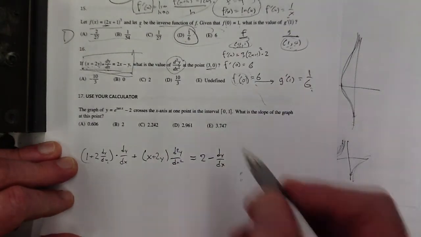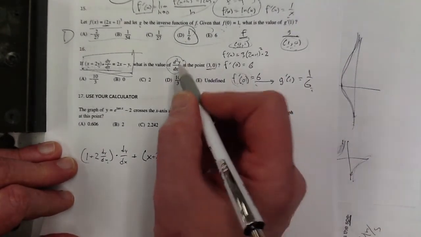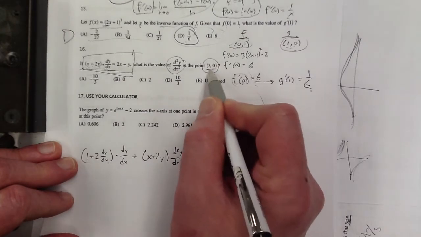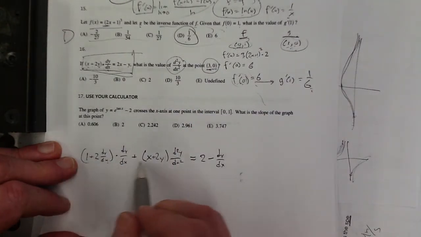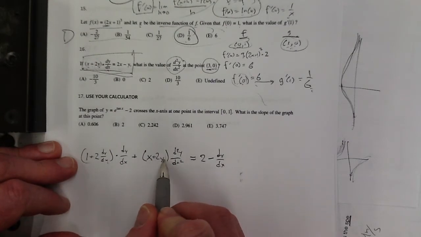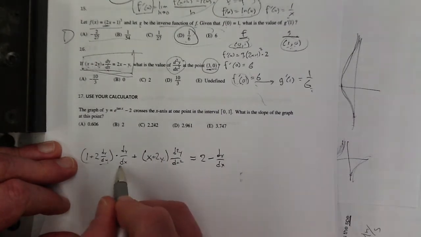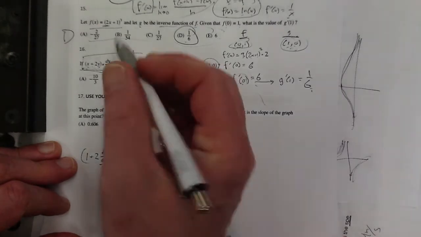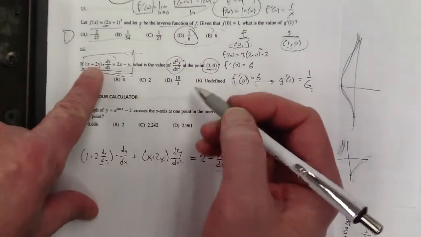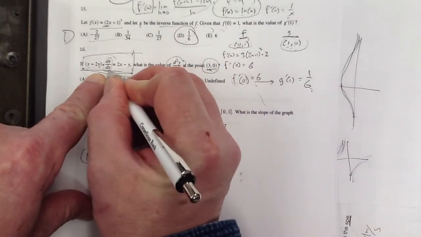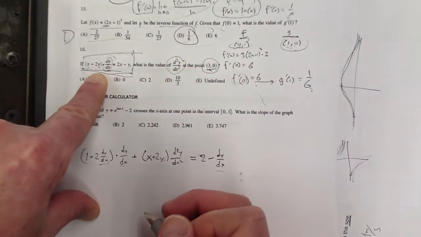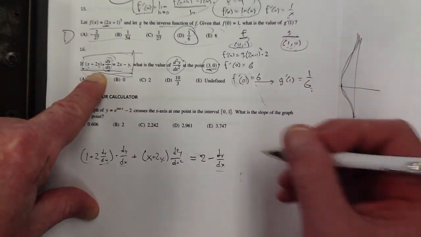Okay, so I want to find the second derivative at the point (3, 0). Now the problem is, I can plug in the 3 for x and the 0 for y. That's all great. But I've got these dy/dx's. What's that equal to? Well, I've got this, right? So if I plug 3 and 0 into this, that's going to tell me what dy/dx is equal to at this point. So let's do that.